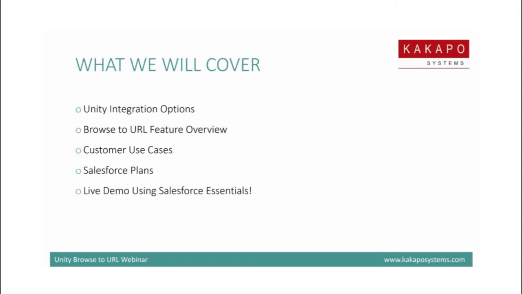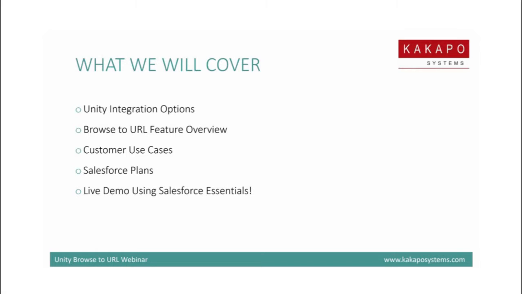So just to summarize what we're going to cover, we're going to first talk about Browse to URL alongside some of the other integration capabilities we have, because we do get some confusion sometimes about what Unity products do what and how they all sit together. We're going to summarize those quickly. Then we're going to look at the actual feature itself, how it works, how to set it up. It's really straightforward. And then we're going to move into some cases that we've seen in the field that we've been involved in.